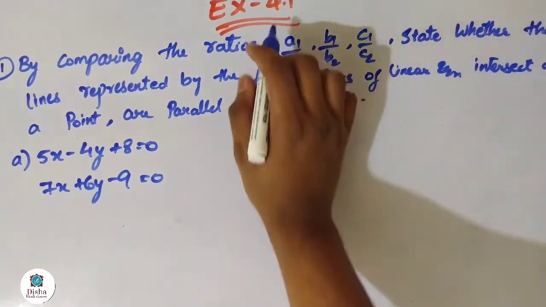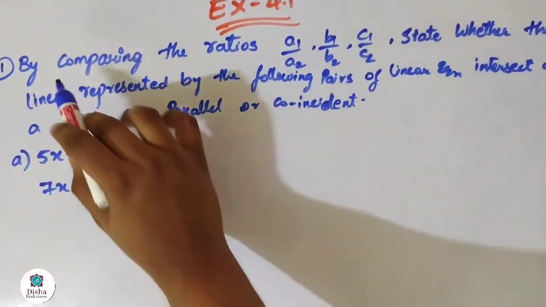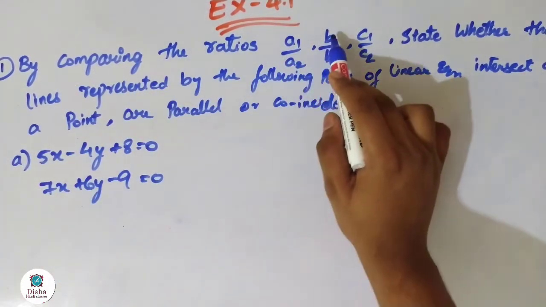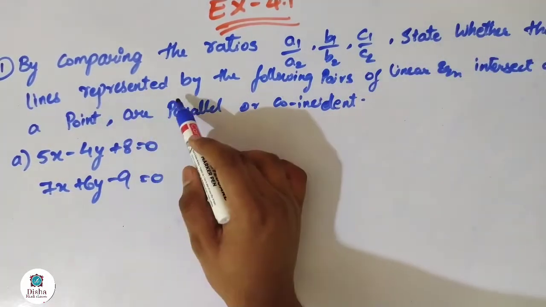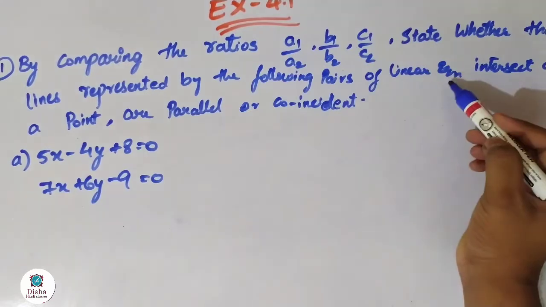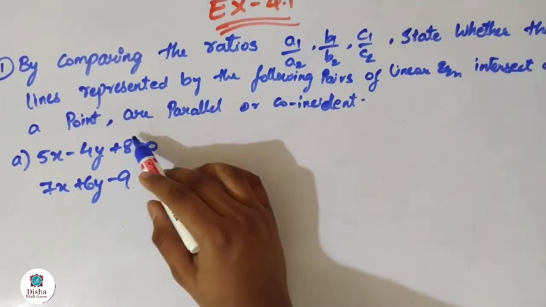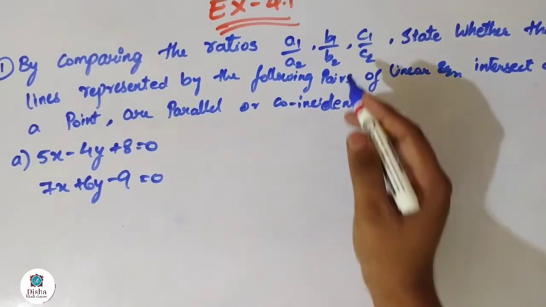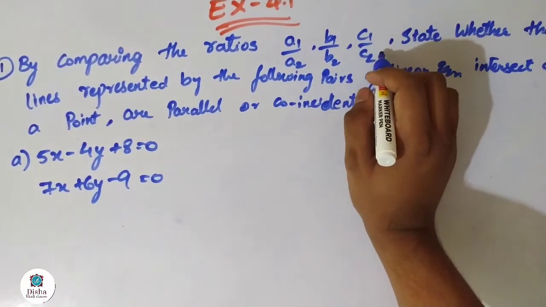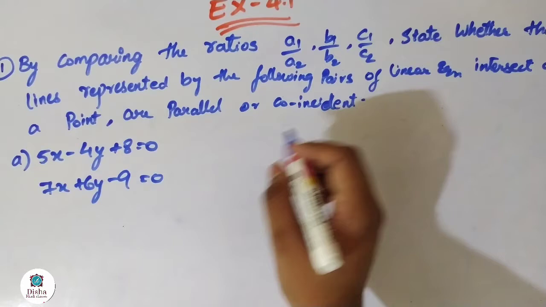We are starting exercise 4.1, first bit. By comparing the ratios a1 by a2, b1 by b2, c1 by c2, state whether the lines represented by the following pairs of linear equations intersect at a point, are parallel or coincident. So what we have learned now is a1 by a2, b1 by b2, c1 by c2. So let us do that.